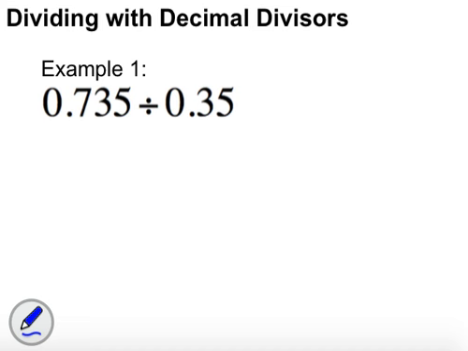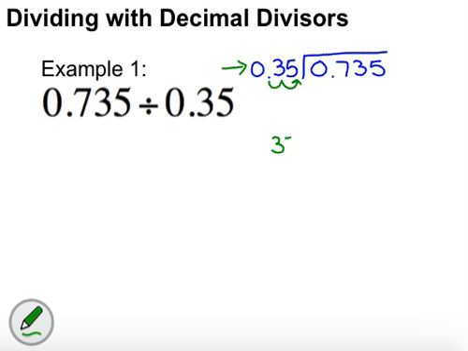So in this case, we're going to still write the problem as a long division, but we're going to make some changes to it. So we have 735 thousandths divided by 35 hundredths. You never want to work with a decimal number out in front, a decimal as your divisor. So what you're going to do is move this decimal point until that number is a whole number, a regular number with no decimals. So that's going to make it 35. Now in order to do that, I move 2 places to the right.